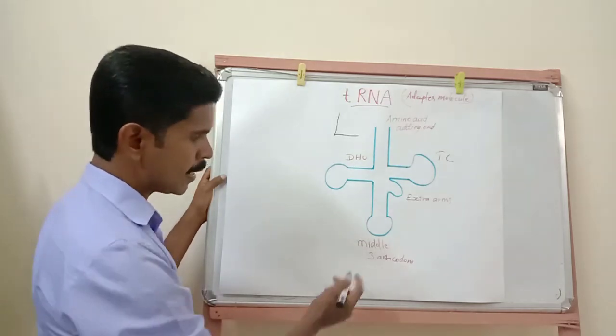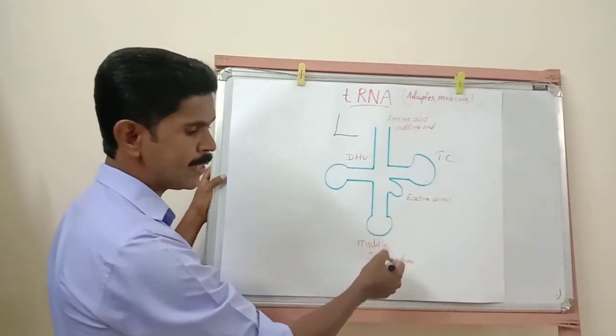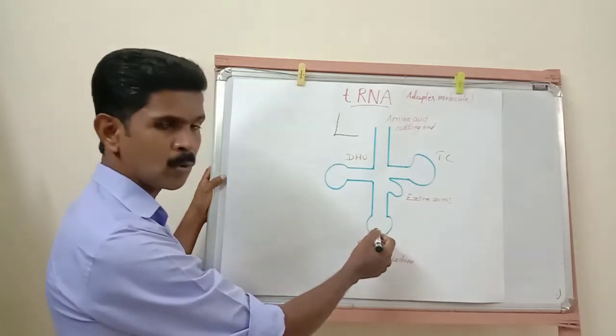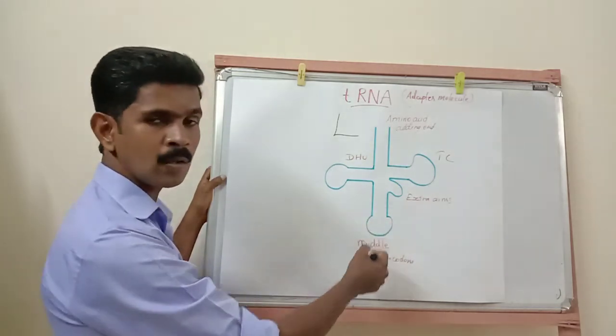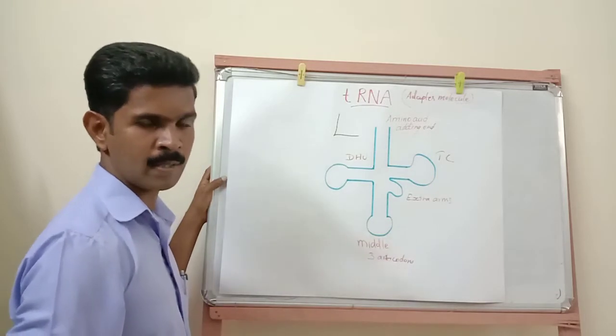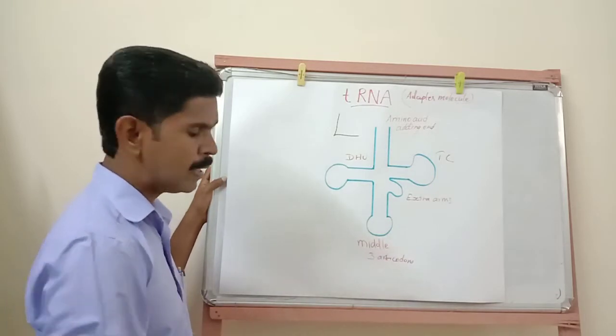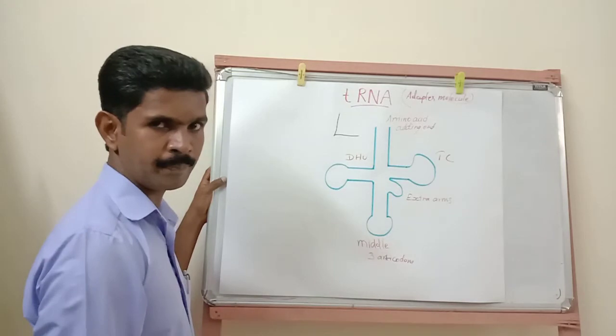Understand? Then already I told you this region is called the anticodon. 3 anticodons are there. These 3 anticodons are code for mRNA also. Understand?